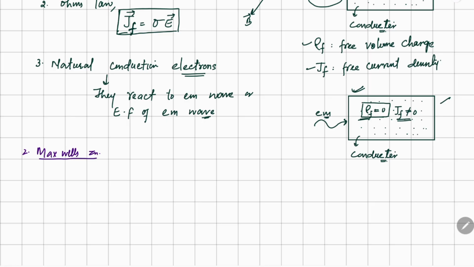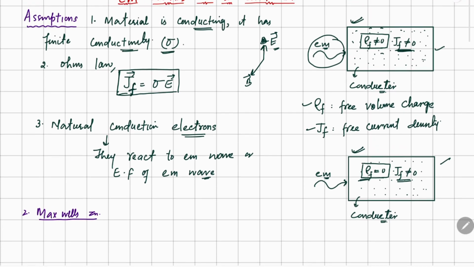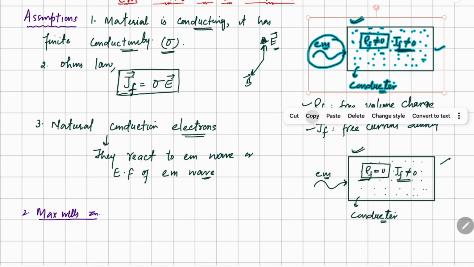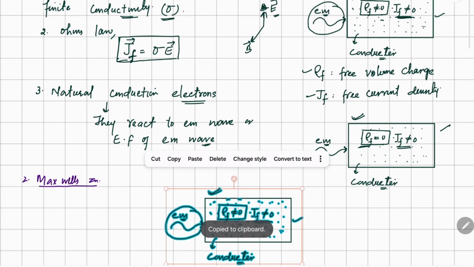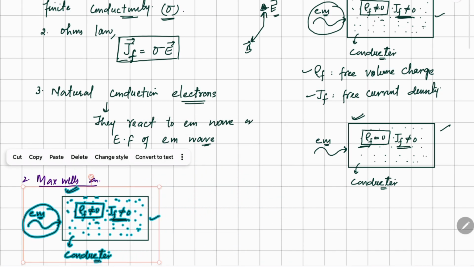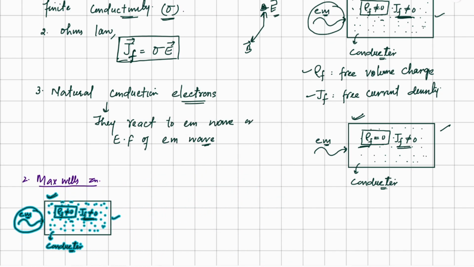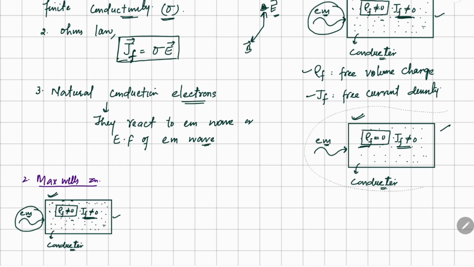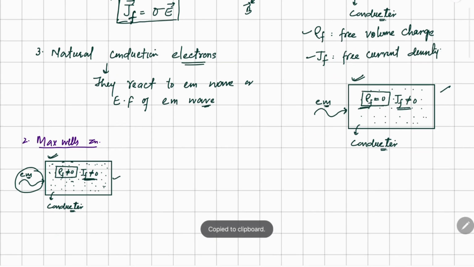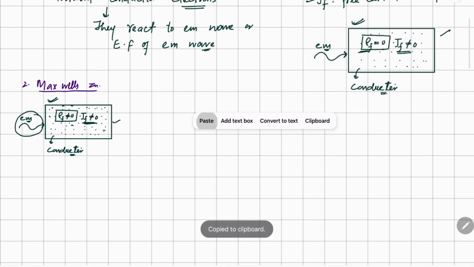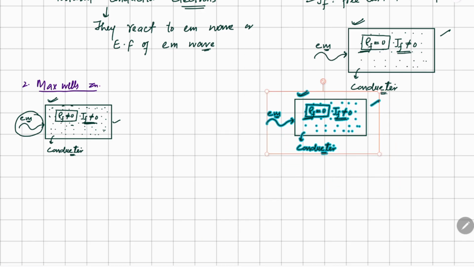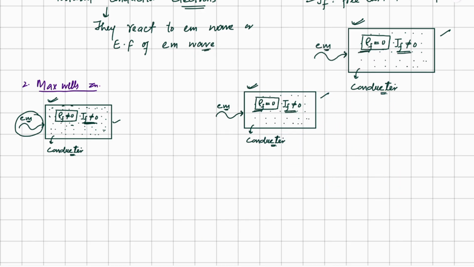So basically we have two types of the Maxwell's equations here. One we will write for this situation, and I'll also explain it a bit. Let me put it here. Okay, this, and I'll write Maxwell's equation for this as well. Let me put it here. I hope you are able to see it.